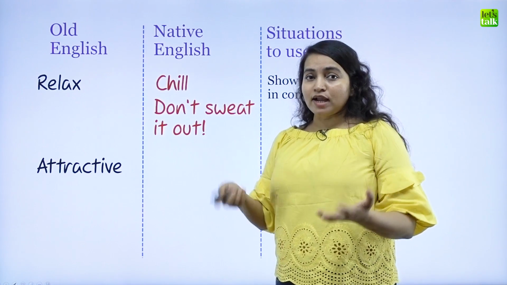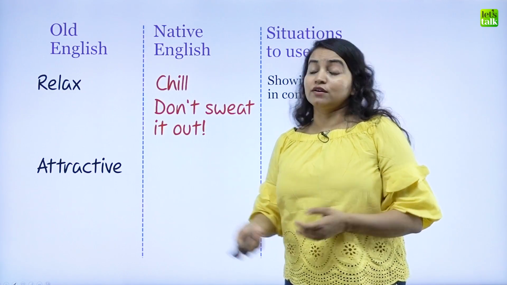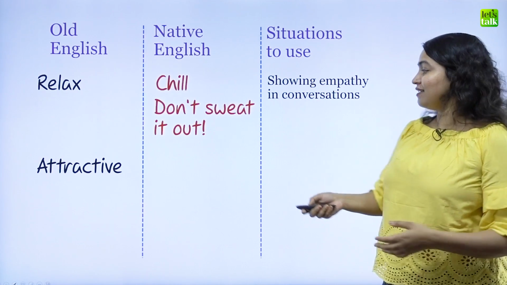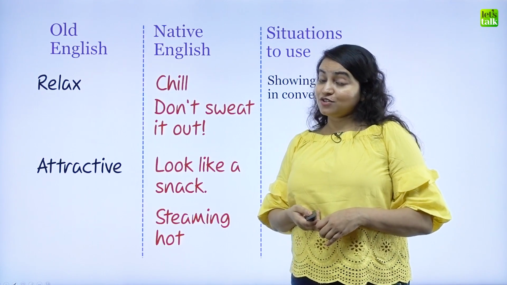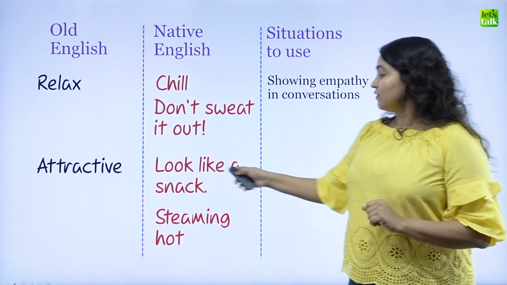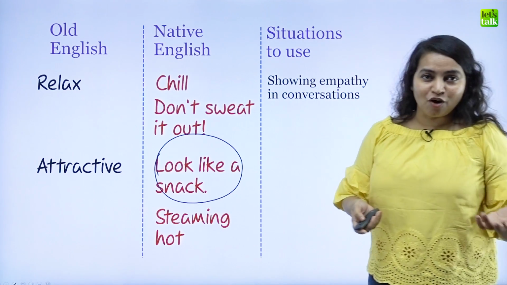If someone is attractive, it's a good word to use, right? You could say attractive or good looking, but native English speakers have a more casual way of saying it. They may say, oh, you look like a snack today. You're wearing a lovely dress. You look like a snack. Or you look steaming hot. Okay? This sounds like a phrase that you would use in informal conversation.